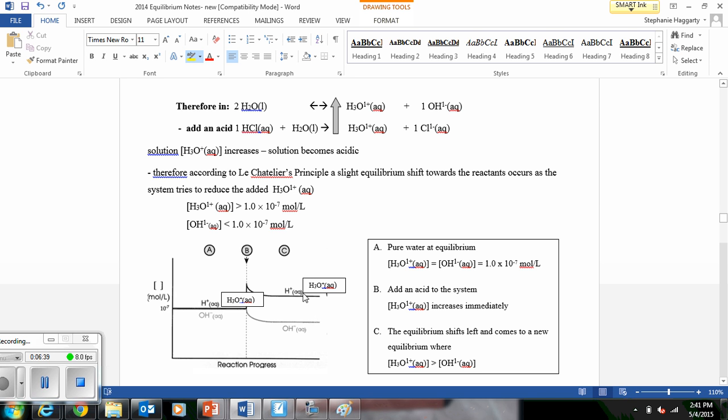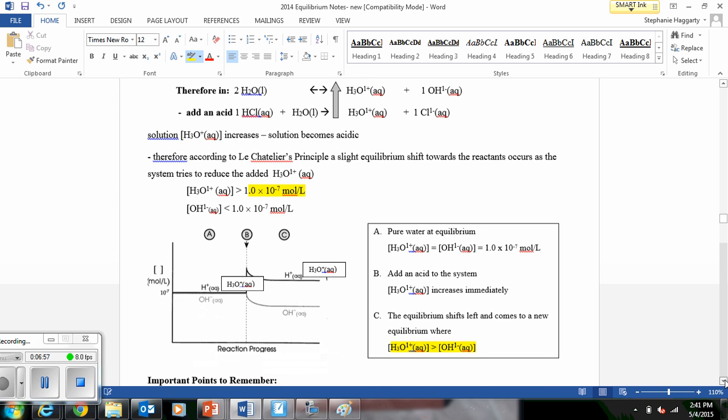So as soon as I have more hydronium than hydroxide, this is going to be an acidic solution. So just based on whether or not the value is greater than, less than, or equal to 1.0 times 10 to the minus 7 moles per liter, we can determine if a solution is acidic or basic.